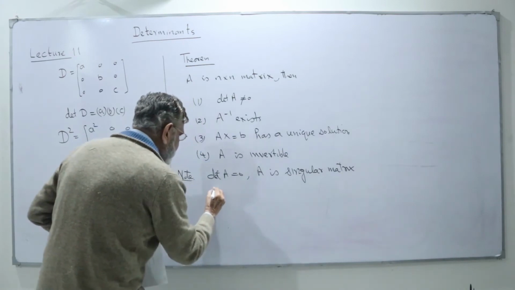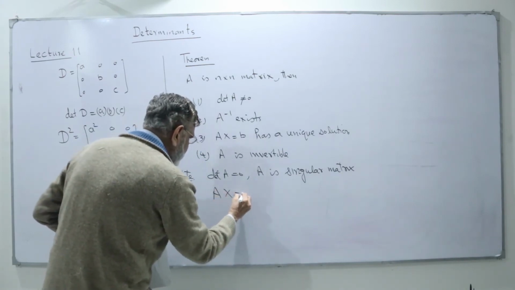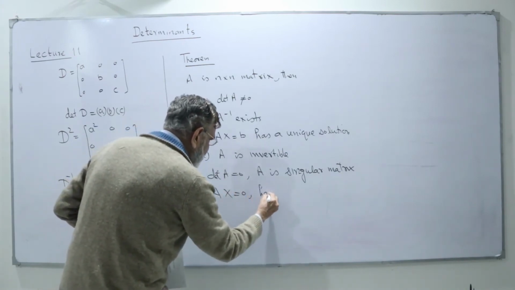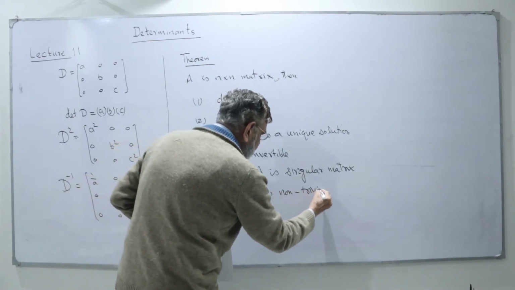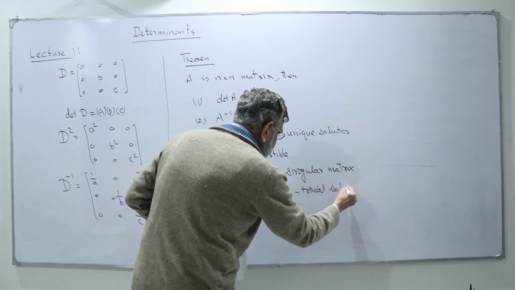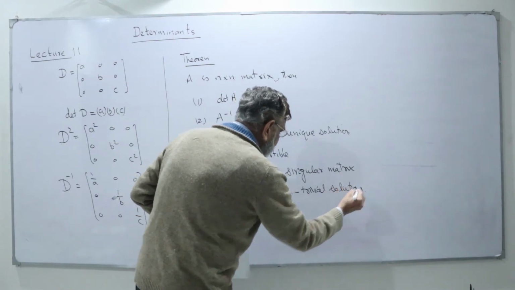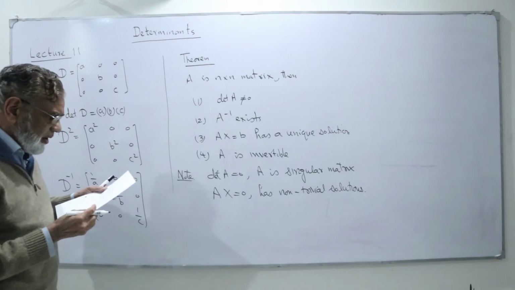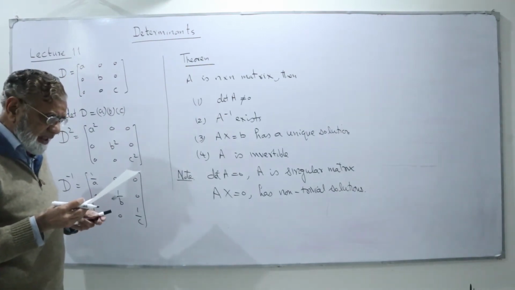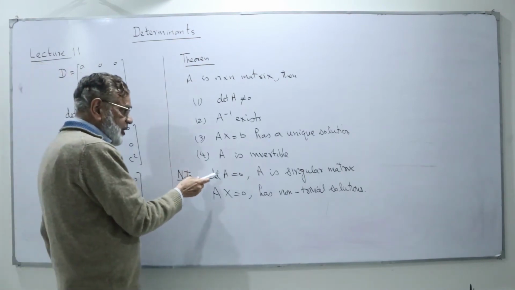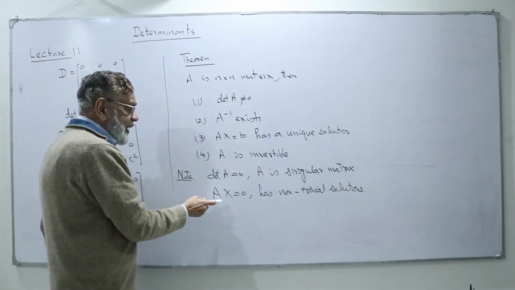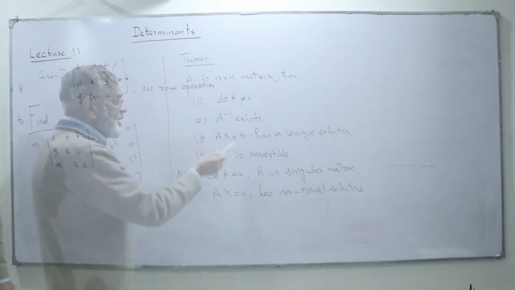And then the homogeneous system A x equal to 0 has non-trivial solutions, that is, other than the 0 solution. There is an infinite number of non-trivial solutions. So these are the equivalent things that we have here related with the determinant. If the determinant is 0, it is a singular matrix, and this has a non-trivial solution. Now I give you some examples.